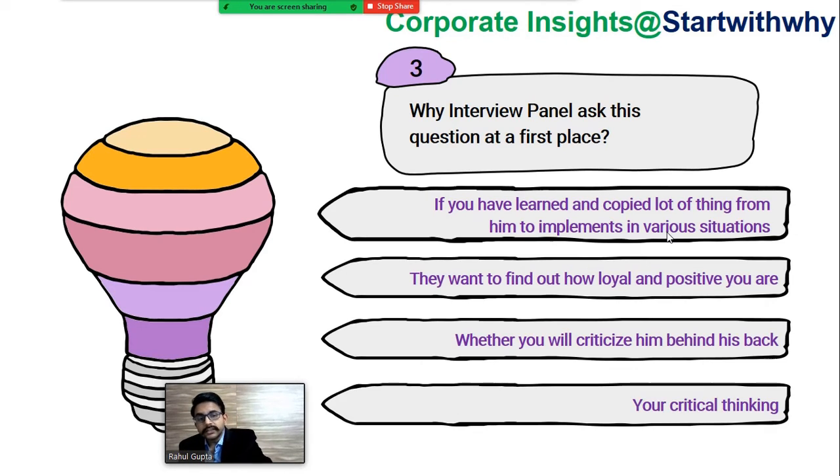And the last one is basically your critical thinking. How you pursue your previous organization? What is your thought process going on? So these are basically the 4 things generally every interviewer panel is looking for when they ask this question, tell me about the strength and weakness of your boss. Now let's understand how to answer this question in a very fantastic manner.